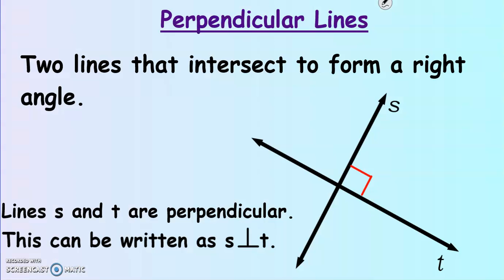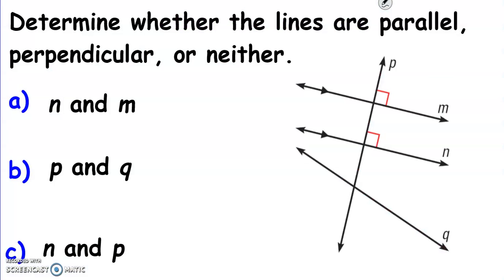Then we have perpendicular lines, which are two lines that intersect to form a right angle. So you can see right here, we have the right angle. A right angle is 90 degrees, and it's indicated in the picture by a box. So the way that we denote this is by saying S is perpendicular to T. It's like a big capital upside down T. So S is, sorry, did I say parallel? S is perpendicular to T, and you can kind of think of it like that. It's perpendicular: a big capital T that's upside down.